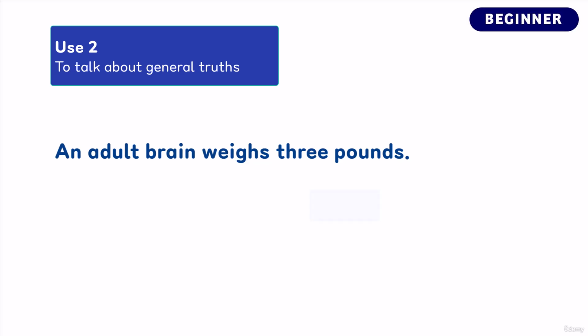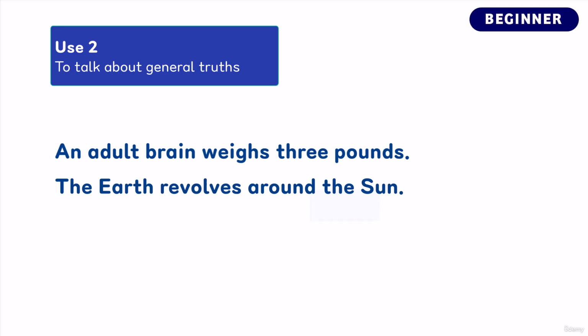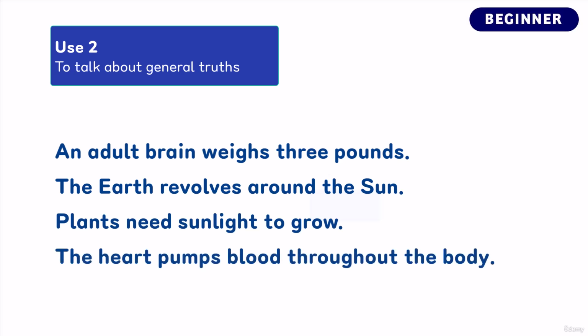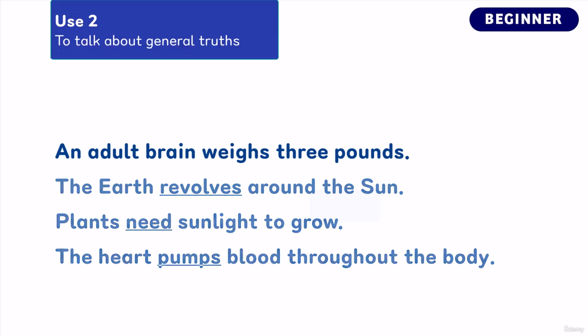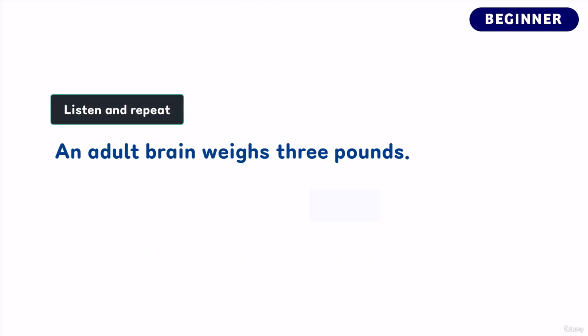Here are a few more example sentences. The earth revolves around the sun. Plants need sunlight to grow. The heart pumps blood throughout the body. So in each sentence, the verb is in its present simple form, as each sentence states a general truth about the world we live in. Okay, so let's now do a speaking practice of these sentences.